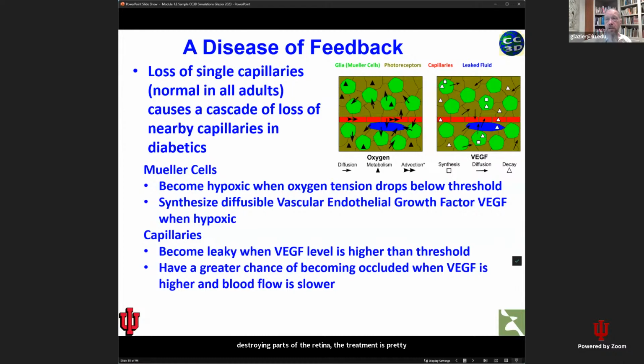There's a model of how this damage works. Hypoxia in the retina leads to damage, cascade of damage of the blood vessels. That's very much like a forest fire model.